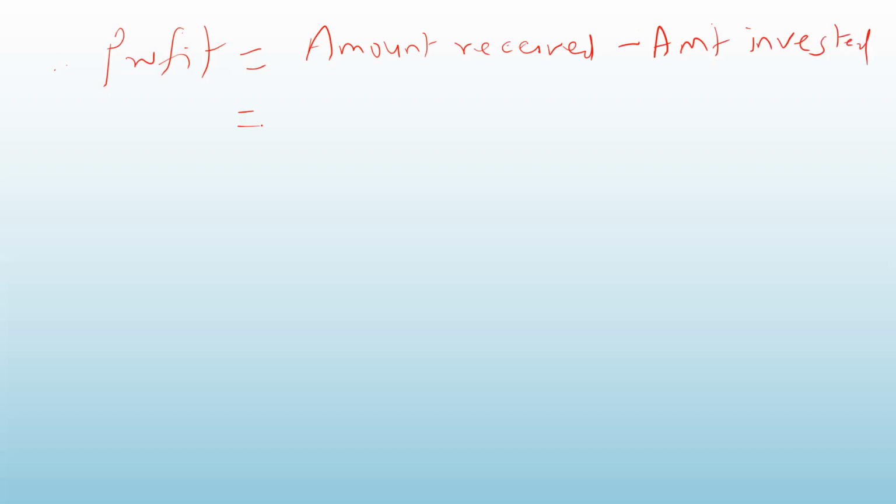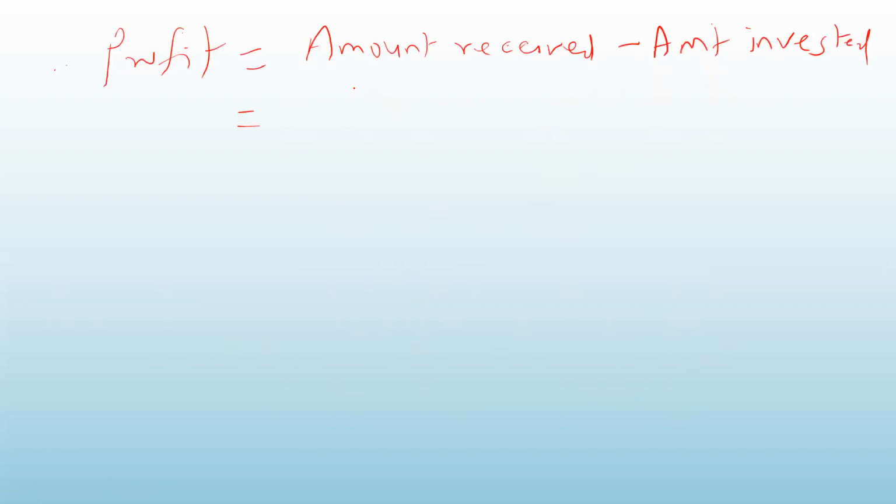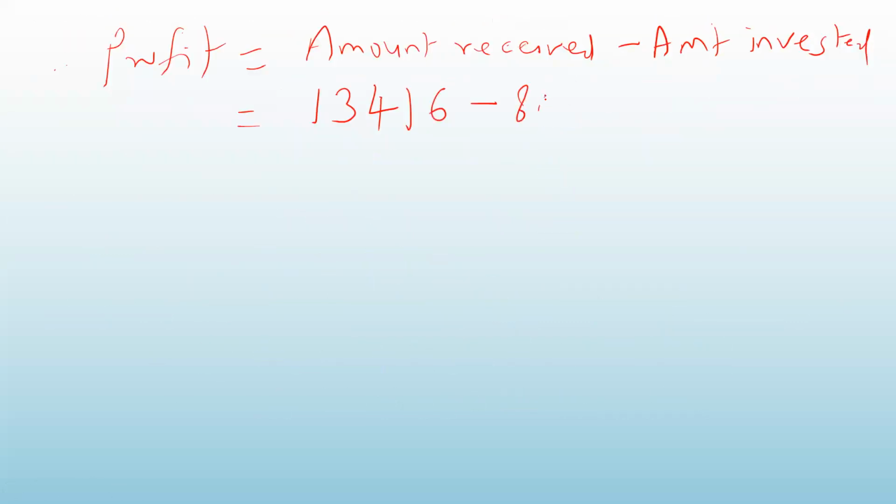How much amount is received? Look at it. 13,416. This is the amount received. And what is the amount invested? It is 8,000, it is given to you. So minus 8,000. Find out how much you will get. 13,416 minus 8,000 gives you 5,416. So this is the profit.